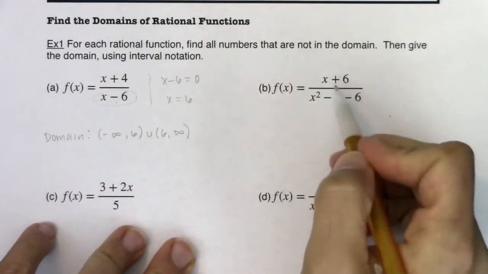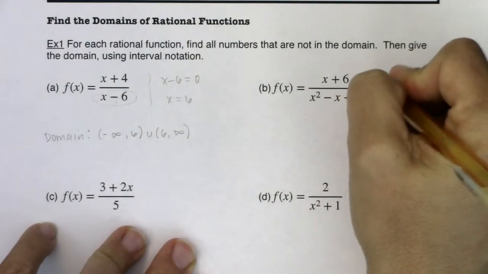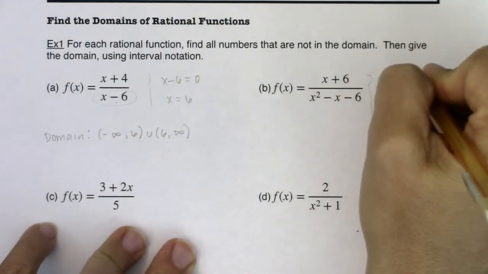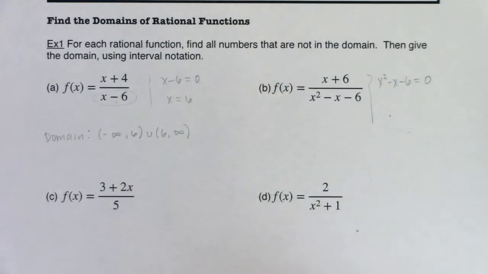I've got a fraction, so I've got a rational function. I've got to worry about when is my denominator equal to zero. So when is x squared minus x minus 6 equal to zero? Well, this happens to be a quadratic function or a quadratic equation, right?